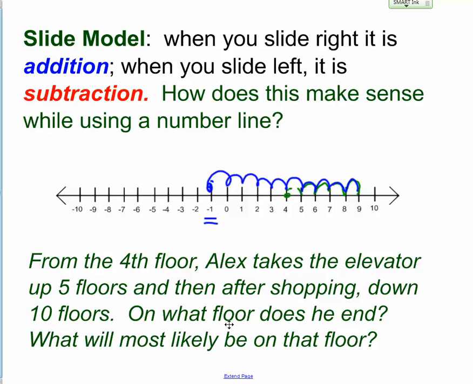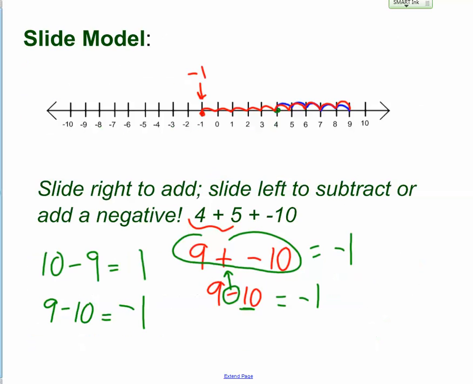And I said, on what floor does he end? And what's most likely on that floor? Most of you said a parking lot, maybe a parking lot, or some kind of basement. So we're just modeling with slides. So we slid to the right to add, we slide to the left to subtract, or to add a negative.